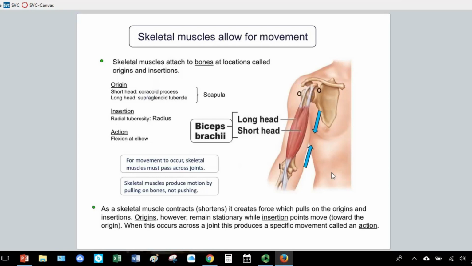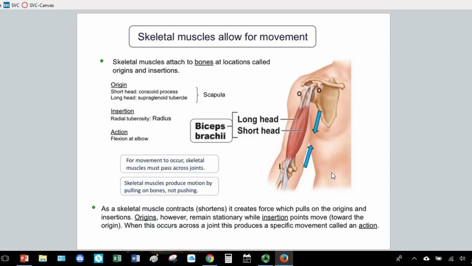So what happens here, I'll just go ahead and read this. As skeletal muscles contract or shorten, they create force which pulls on the origins and the insertions. So when this contracts, these tendons of the skeletal muscle pull on the origins and the insertions. And this next part's important. The origin, however, remains stationary. So when you contract the bicep, the scapula, where these origins are, is going to remain stationary. And instead, the insertion point is going to move.